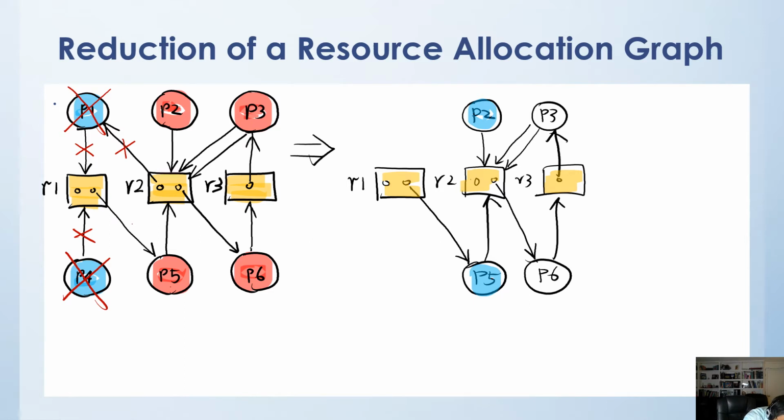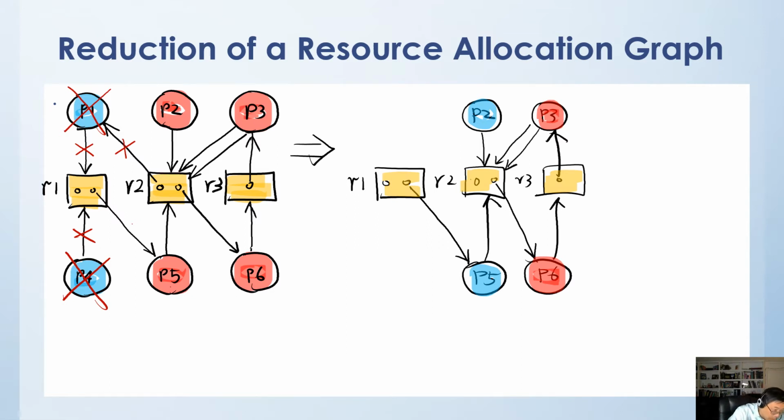And let's see, P3 is still blocked, right? P3 is requesting 2 units of R2, but there's only 1 unit of R2 available. So P3 is still blocked, and P6 is still blocked because P6 is requesting 1 unit of R3, which is still not available. So that's the revised graph.